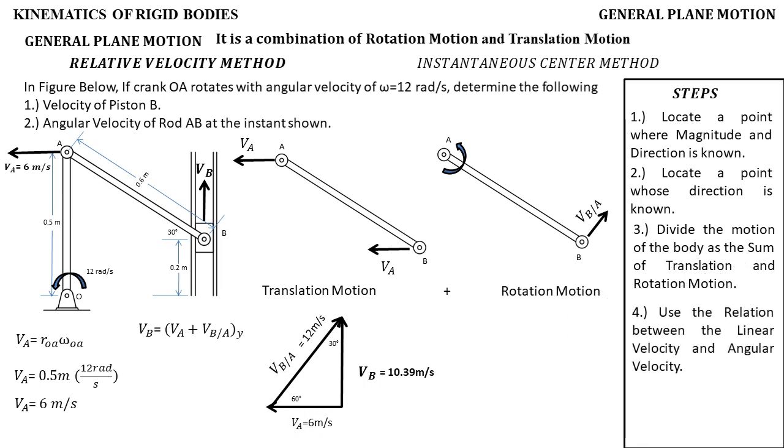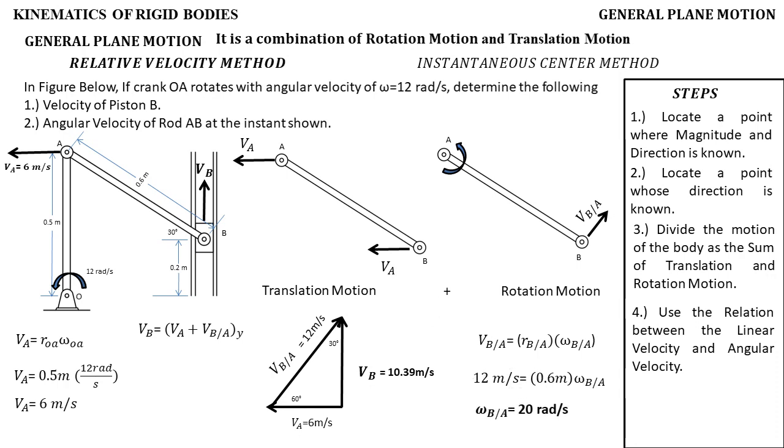Step number 4: use the relation between the linear velocity and the angular velocity. Before we proceed, number 1 is already solved, the velocity of piston B. Now we compute the angular velocity of rod AB using the relation between the linear velocity and the angular velocity. VBA is equal to the radial length AB multiplied by the angular velocity. Since we are computing the angular velocity, and we have the value of VBA, the velocity at B with respect to A, and the radial length is given as 0.6, we substitute the given values.